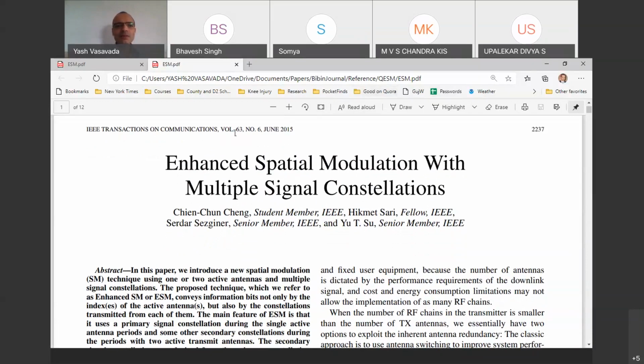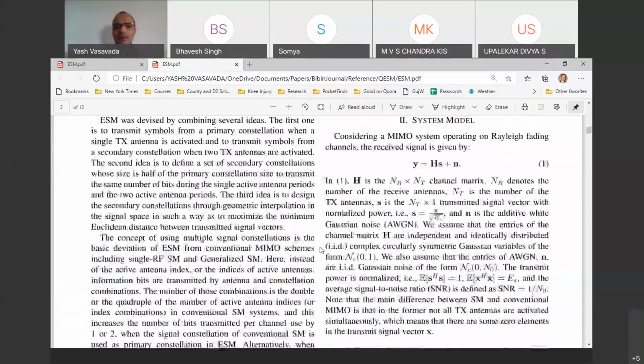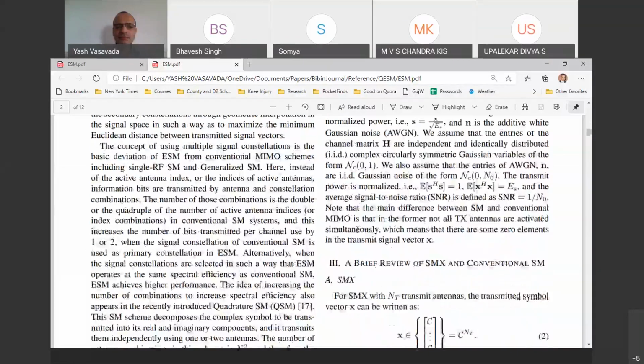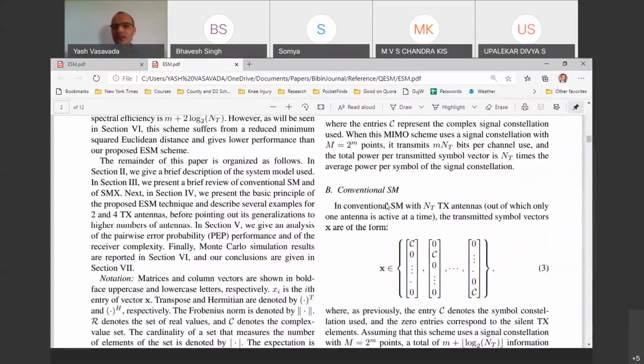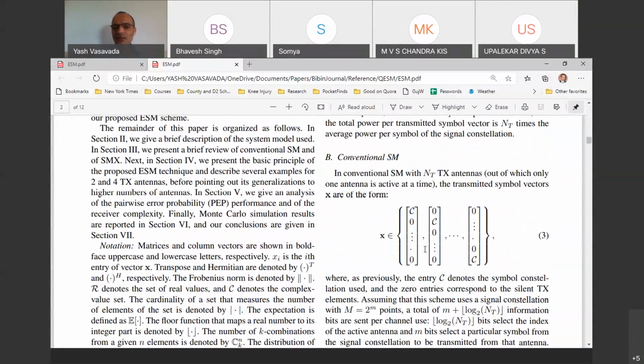Yes, sir. So this paper came in the 2015 edition of IEEE Transactions on Communications. It's called Enhanced Spatial Modulation. You see, this is the same formulation that we had. H is NR cross NT matrix and so on. This is the spatial multiplexing MIMO that we have talked about, where on each of the antennas a symbol can be transmitted. That is different from spatial modulation, where we allow only one antenna to transmit, all others are zeros. So the transmitted symbol vector can be one of only NT possibilities in total.